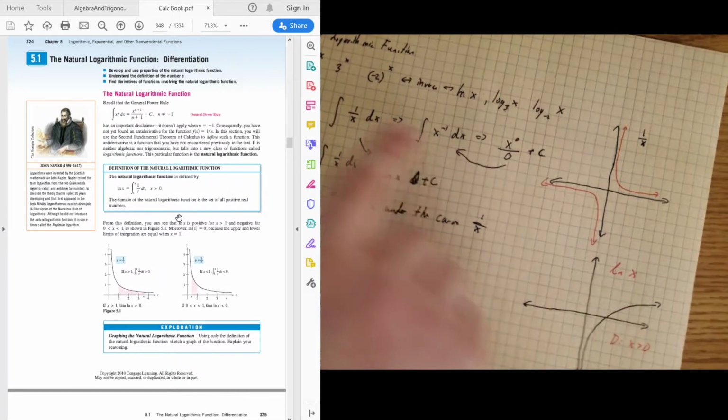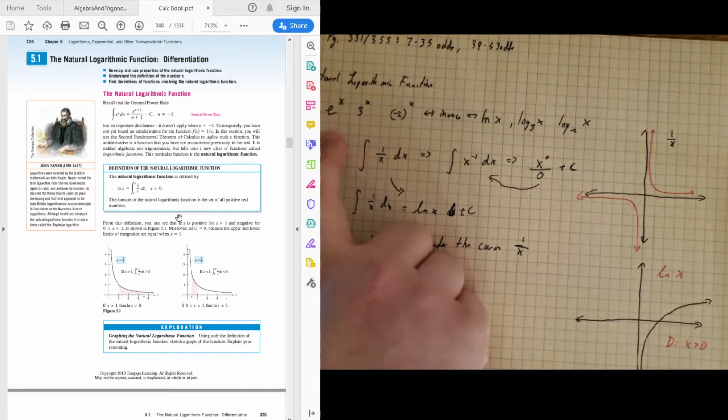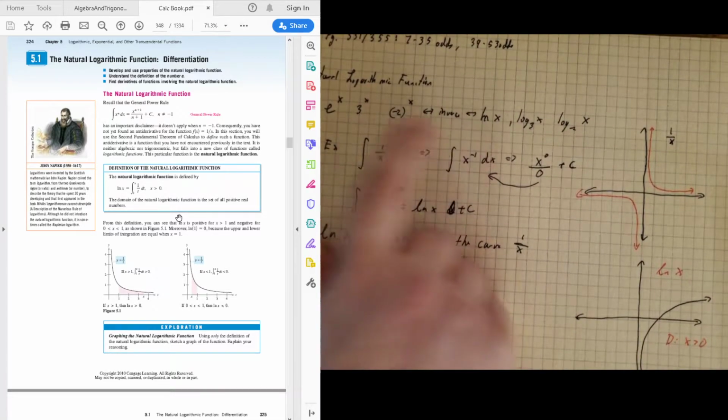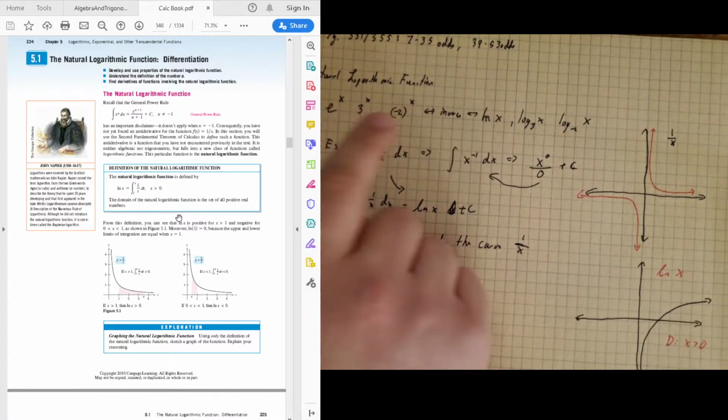It's important to note that there is still the connection to previous material, where you have e and natural log as opposite functions of each other, as inverse functions of each other.